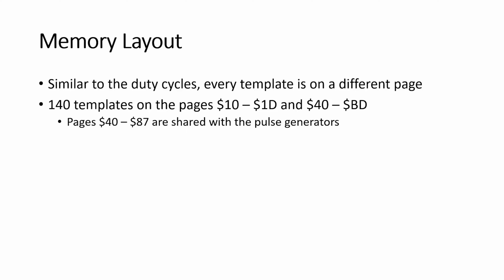So now let's have a look at the actual memory layout. Similar to the duty cycles, every template is on a different page at the same offset. The 140 templates are on the pages hex 10 to hex 1b and pages hex 40 to hex bd. The pages 40 to 87 are shared with the pulse generators. There's a little bit left on each page that can be used by a template.